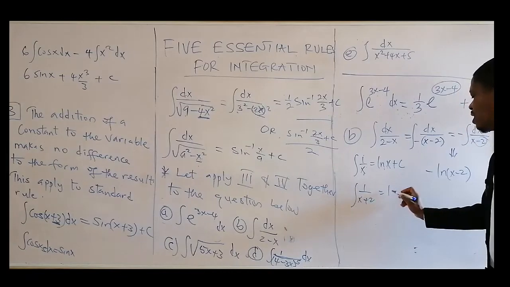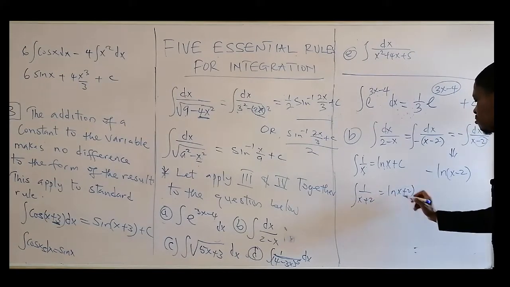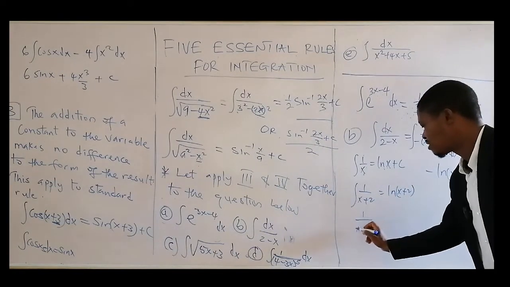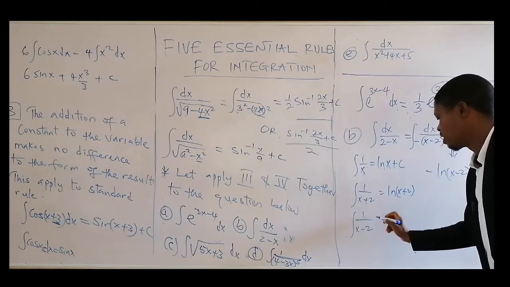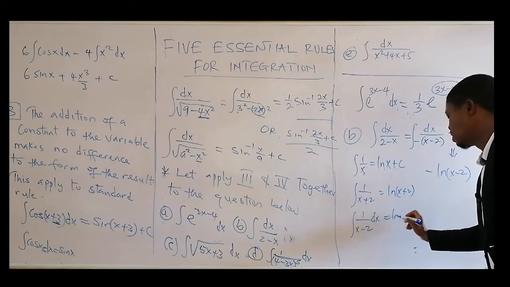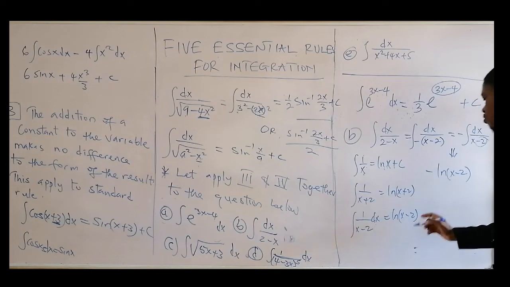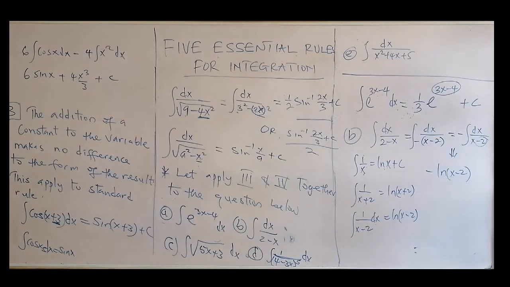It will give you what? Ln what? Ln x plus 2. You will say 1 over x minus 2, integral. It will give you what? Ln what? Ln x minus 2. So that's what the rules we are applying here.